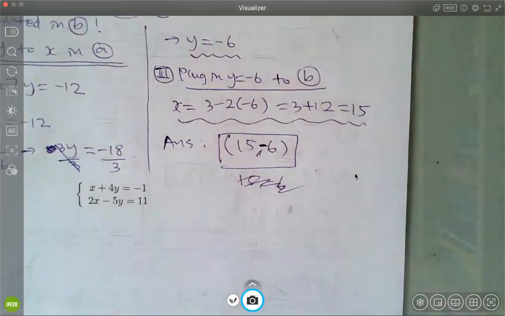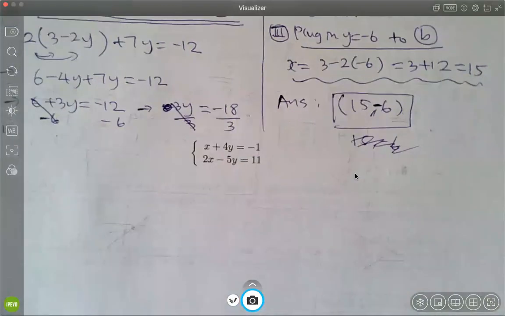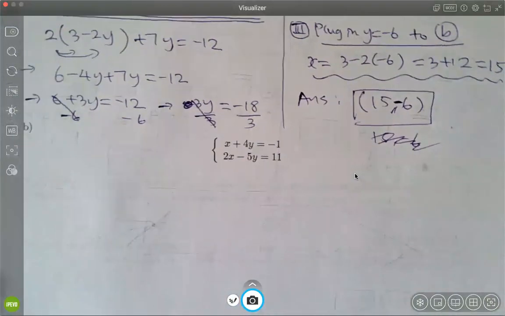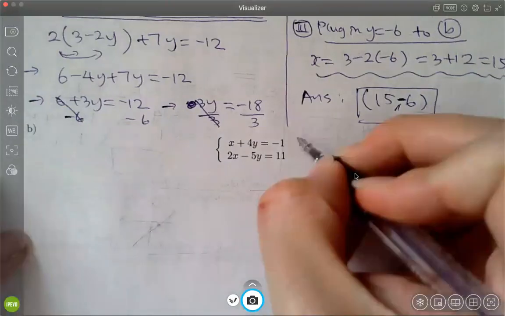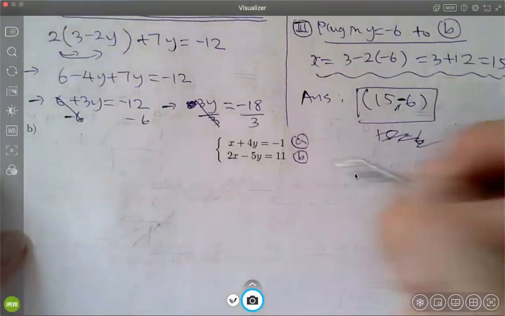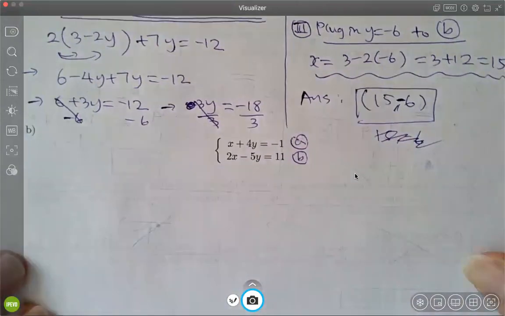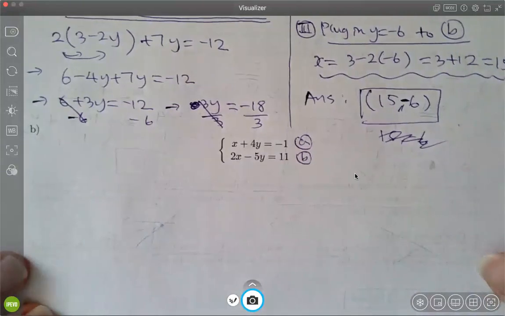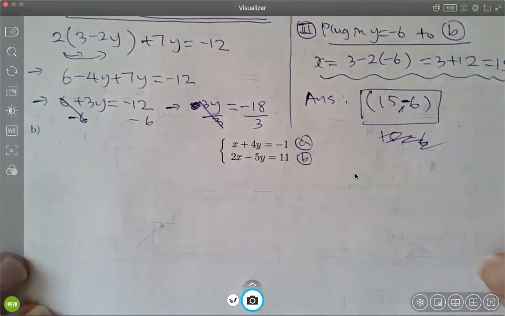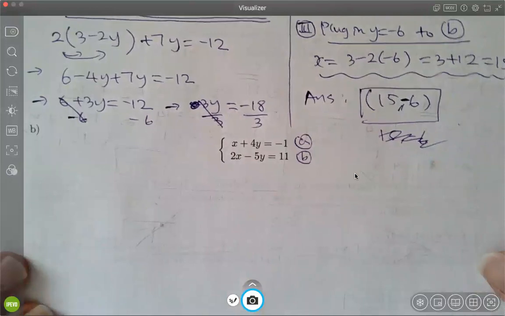Now, that is A, and then B. X plus 4y equals negative 1, and 2x minus 5y is 11. Again, let me label A and B as the top and bottom equations. Now, what's the issue here? Neither equation has x or y isolated. So are we in trouble? Not really. Now, choose which equation and isolate what variable?